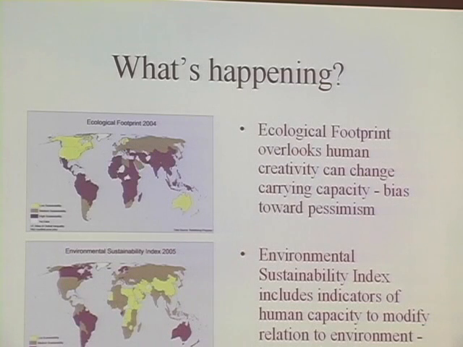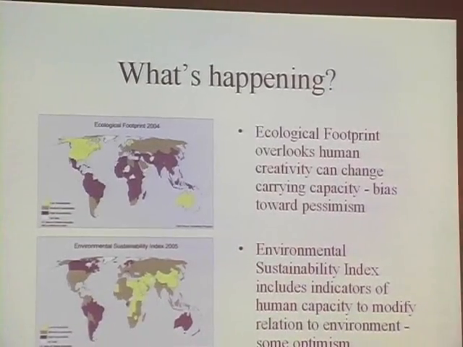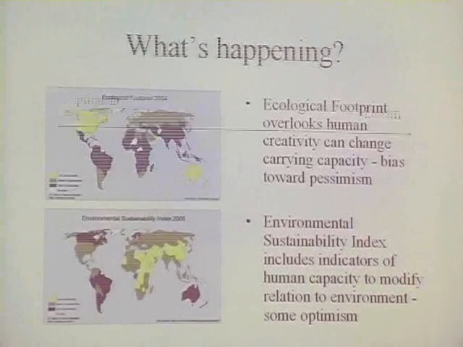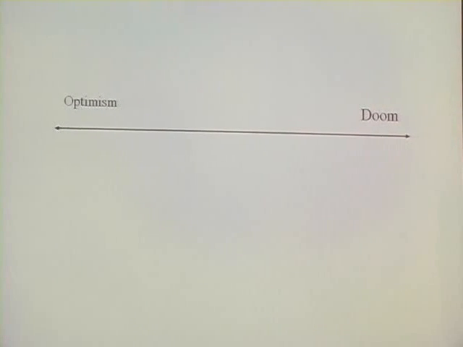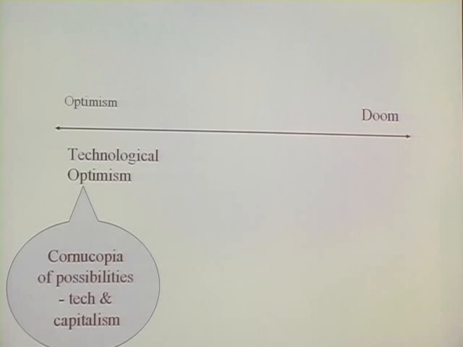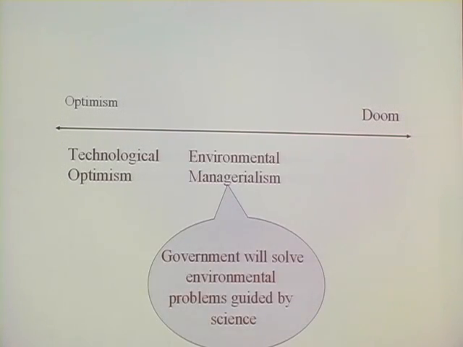So what's happening here? What we think is that the ecological footprint is really overlooking human creativity, whereas the Environmental Sustainability Index, by default rather than by choice, has included some indicators of human capacity to modify the relation to the environment. What this suggests is the need to situate these different views on the continuum of contemporary views. And essentially, we can do this on a continuum between optimism and doom. To go through this simply, there is technological optimism. The people that George Bush particularly likes to listen to fall into this category. There is environmental managerialism, which is the common way in which international meetings and governments think about the environment.